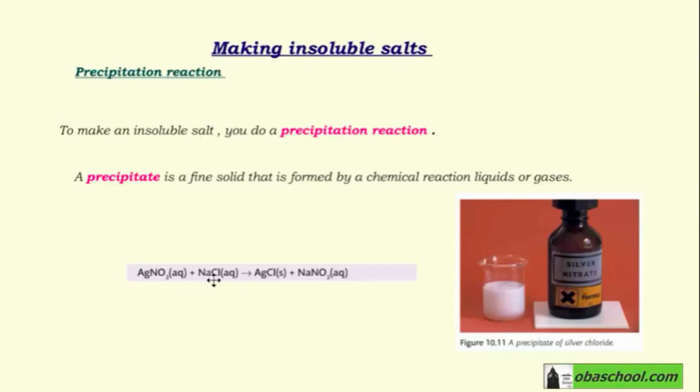So silver nitrate plus sodium chloride reacts to give silver chloride plus sodium nitrate. Silver chloride is the white precipitate here. So this is how a precipitation reaction occurs.